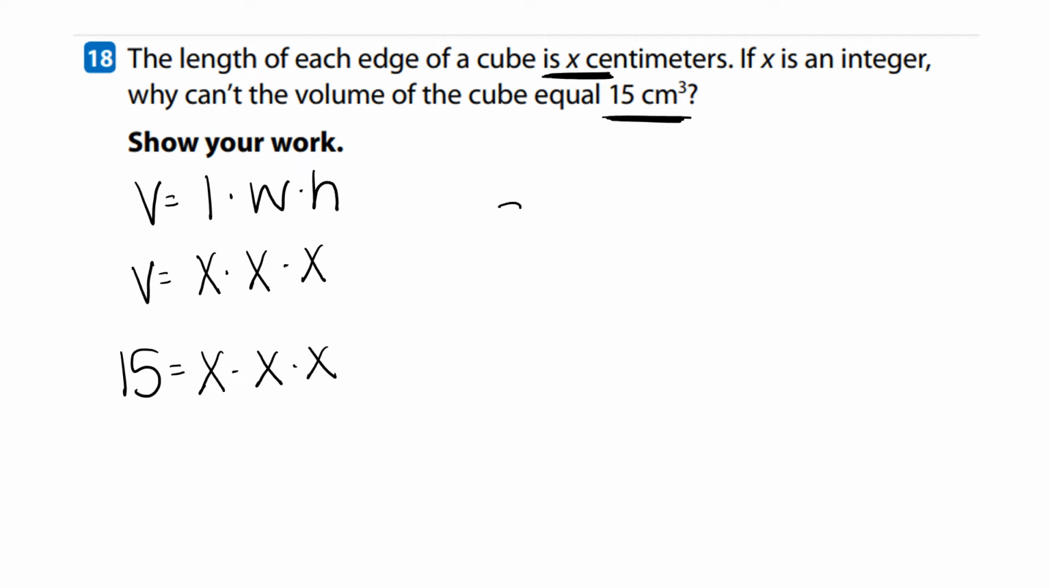For example, if I did 2 times 2 times 2, 2 times 2 is 4, but times 2 again would give me 8. That's less than 15. If I did the number 3, 3 times 3 is 9, times 3 again would give me 27. That's too high. 15 is right in the middle, but we've only used the numbers 2 and 3. So there's no other number that we can multiply 3 times to get 15.